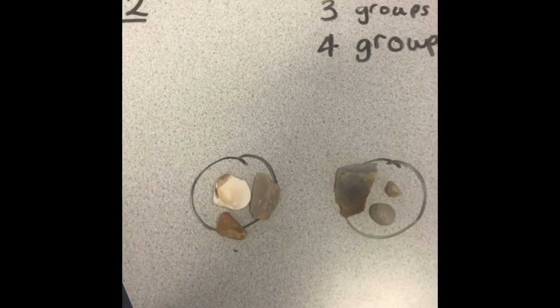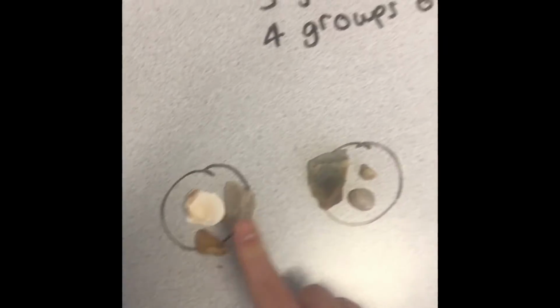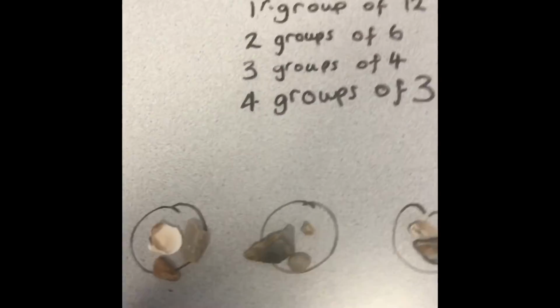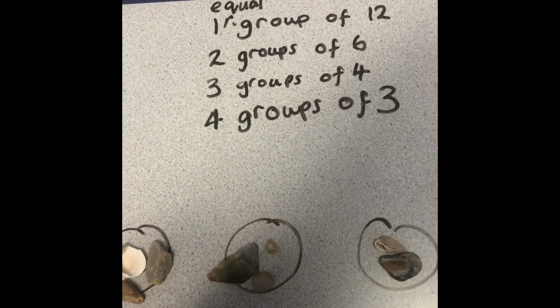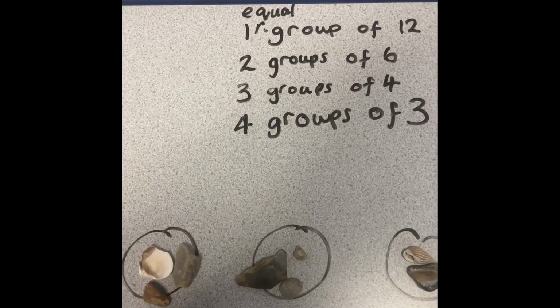Now, as I'm looking at this, I can see this group has got 3. This group has got 3. Oh, this one's only got 2. So is this one, and so is this one. So we can't write that we can make 5 equal groups of 3 because they're not equal. These 2 are the same, but these 3 are different to those 2. So we can't make equal groups. These are unequal groups. Okay?